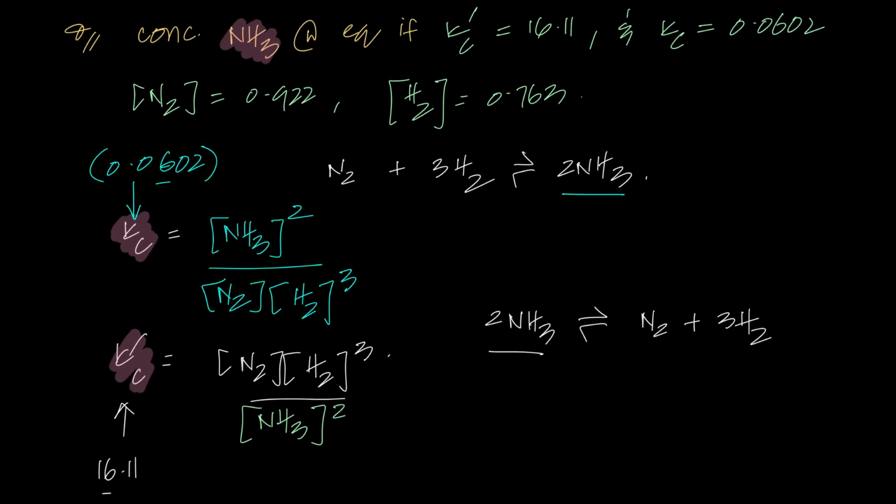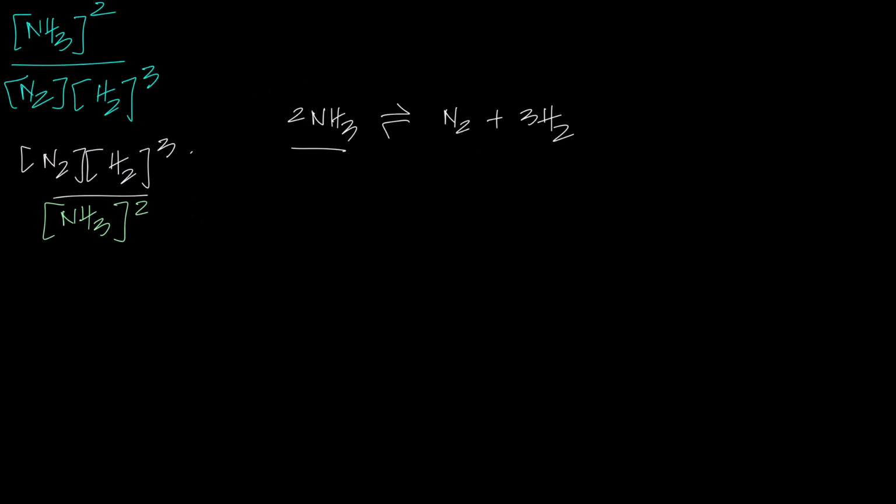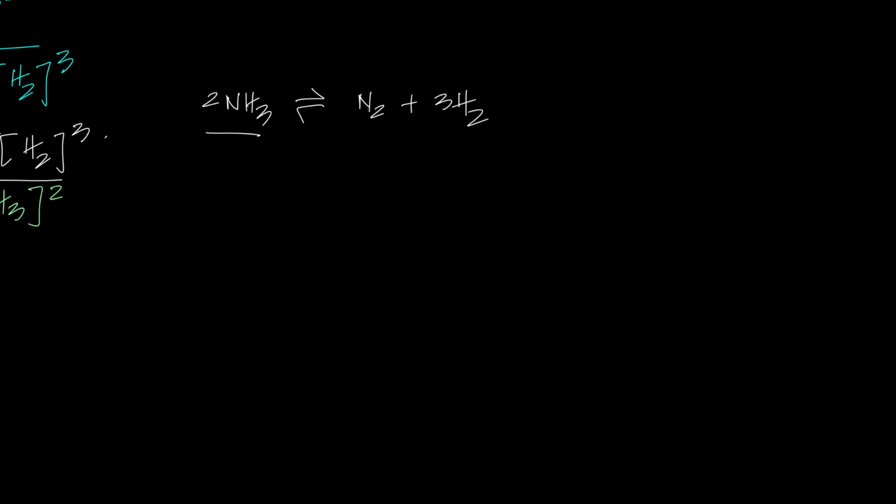Okay, this was the first relationship that we studied: if you want the Kc for the reverse reaction and you're given the Kc for the forward reaction, it's just the inverse of that. Just flip it. And if you're given the Kc for the reverse reaction and you want the Kc for the forward reaction, just flip it. That's the first relationship, and this will help you tons in MCQs and exams.